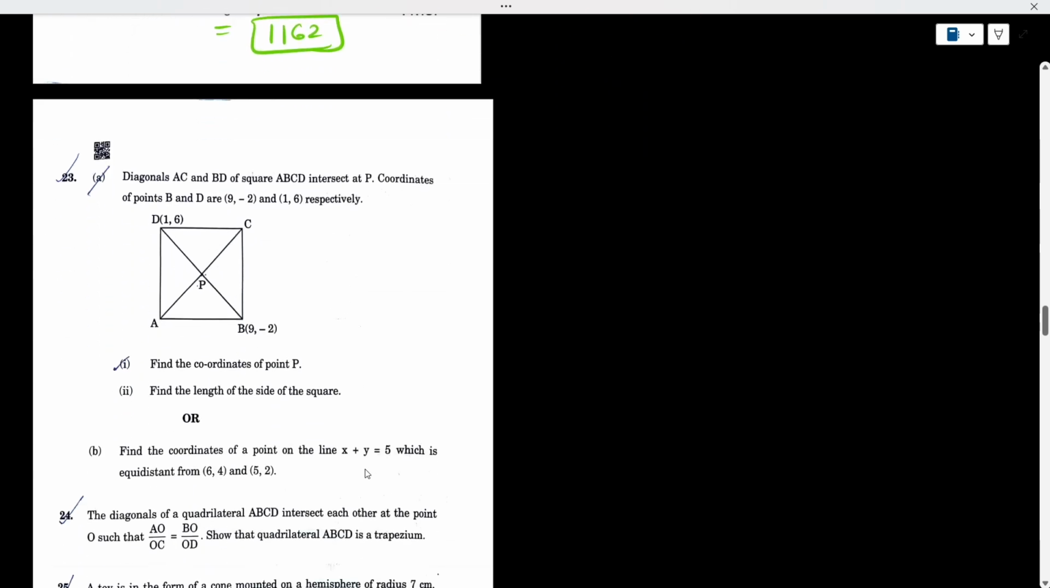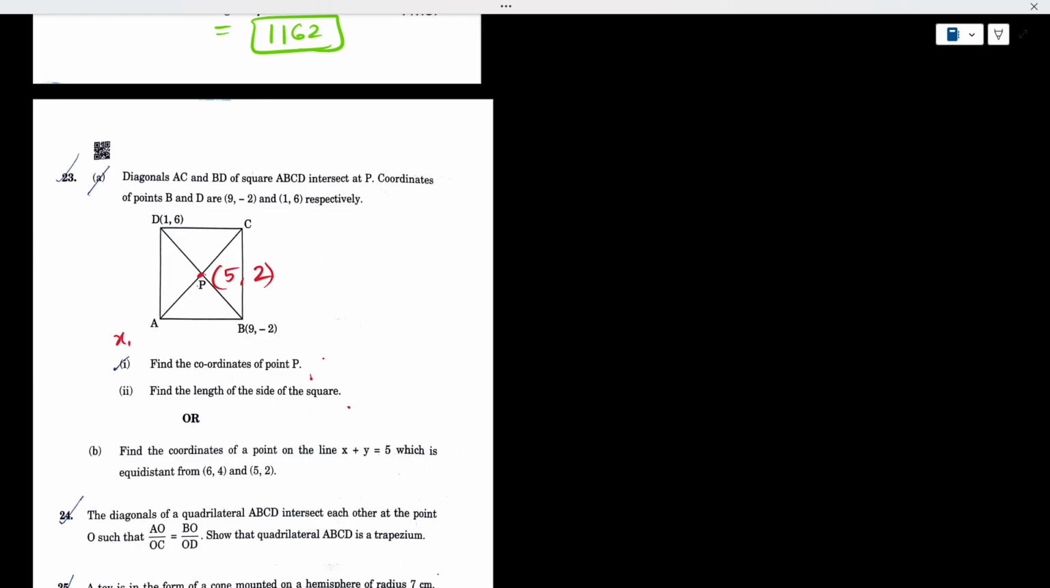After that, 23 question. This is again a coordinate geometry question. This is what is given here, diagonals AC and BD intersect at P, right? So you know that in the square diagonals bisect each other. So P will be the midpoint of BD. I can get here the coordinates of P, that is going to be 5 comma 2, right? Now using this, what we need to find out here, find the coordinates of P using midpoint formula. You got this.